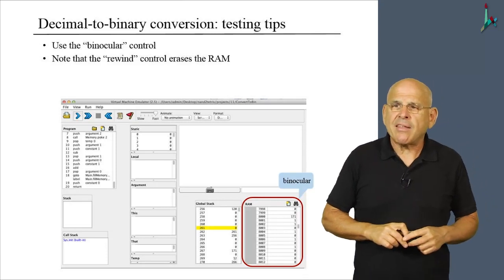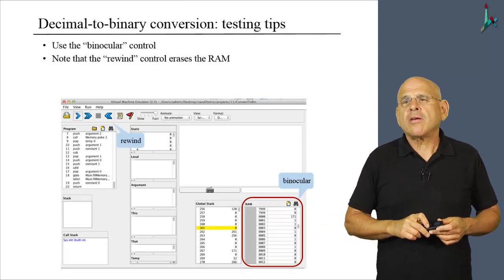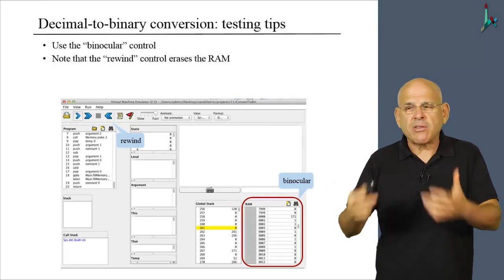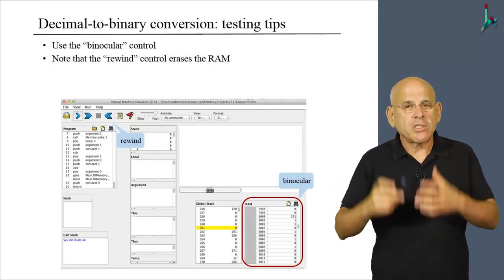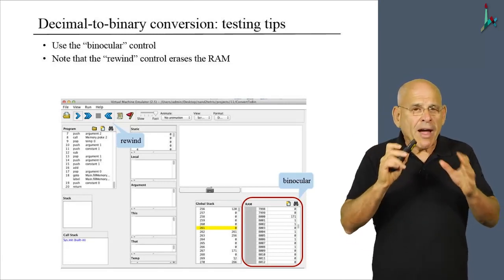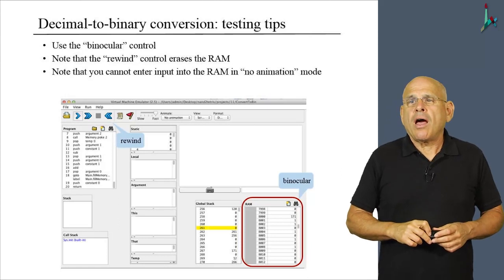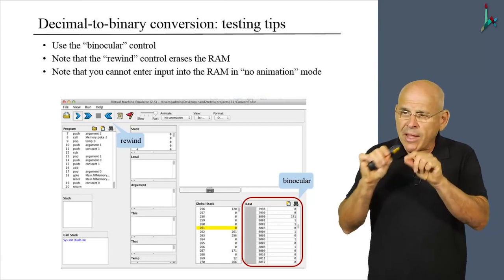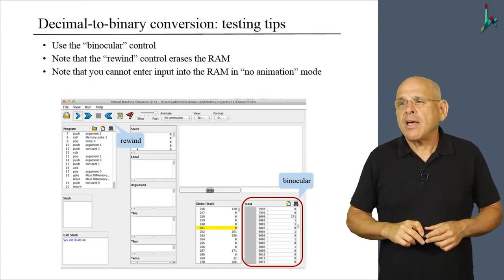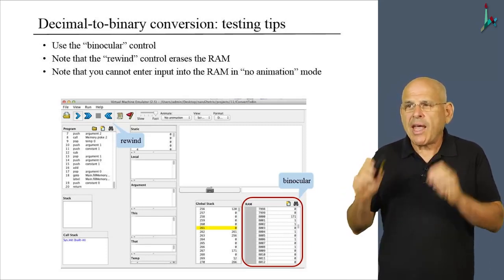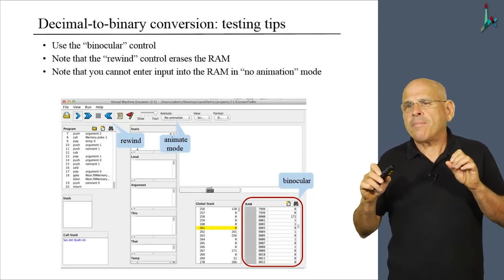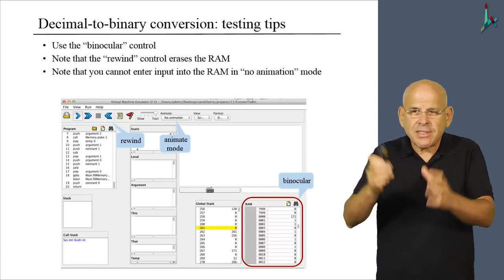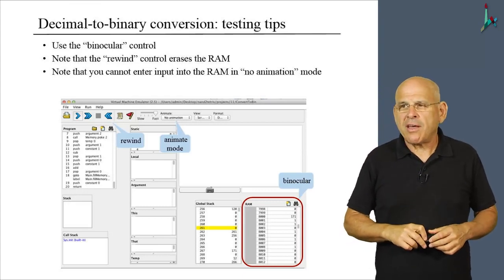The next tip is that when you rewind the code, the compiled code of this program, it is going to erase the RAM. So you will not be able to see the results of the most recent execution of the program. So don't rewind the code unless you really have to. Another thing that I want to point out is that if you want to enter something into the RAM, in particular if you want to enter a value into 8000 in order to test the program, you should note that you cannot access the RAM when the animation mode is in no animation. This is just some peculiar feature of the VM emulator.